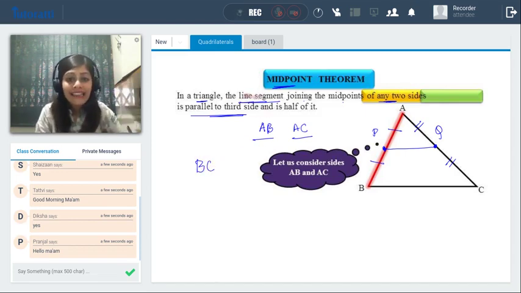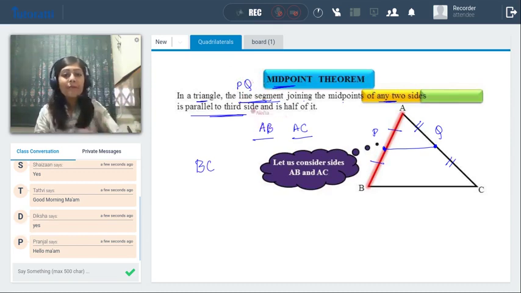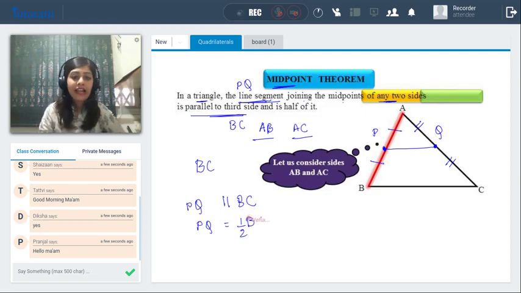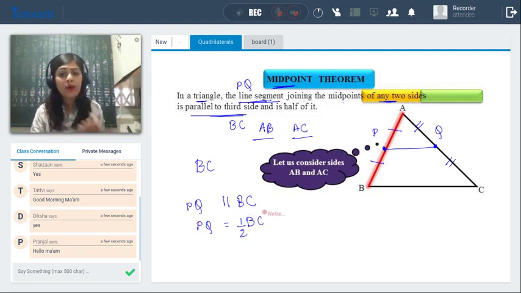So what does it say? The line segment, that means line segment PQ, is parallel to the third side BC and half of it. What is the result that we get? PQ is parallel to BC, and PQ is also equal to half of BC. That is what the midpoint theorem says. Students, we've already seen this theorem. So once again, let's revise it.